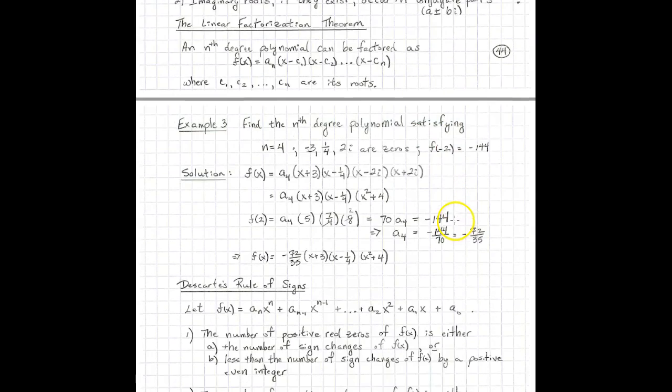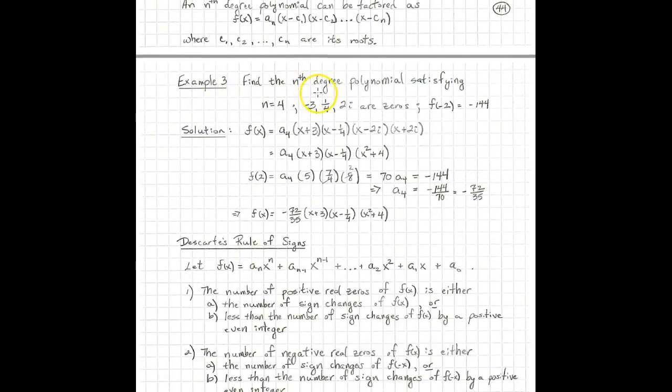Okay? So how do we use that? Suppose we want to find the nth degree polynomial where I'm told that n is 4, so x to the 4th is the highest power of x. I'm told that minus 3, 1/4, and 2i are zeros. Now a fourth degree polynomial will have 4 zeros, and even though they only told you 3, they actually told you 4, because if 2i is a zero, so is minus 2i, its conjugate.